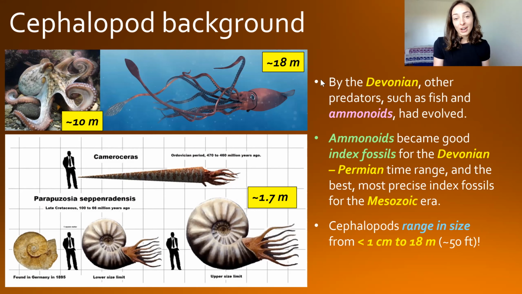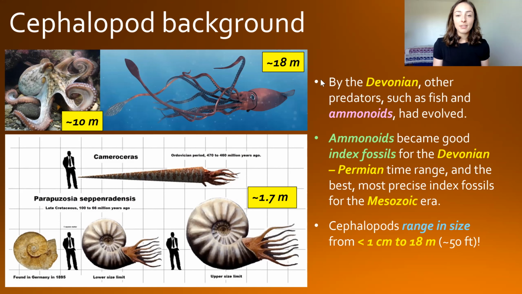And we know that fish are not part of the cephalopod group, but ammonoids are. Ammonoids are similar to nautiluses in a lot of ways, but are also very different for reasons we'll discuss later. But basically, when ammonoids came on the scene, they diversified and dominated so much that they became really good index fossils for the Devonian to the Permian periods, as well as the entire Mesozoic era. In fact, they are the best, most precise index fossils that can be used for the Mesozoic.